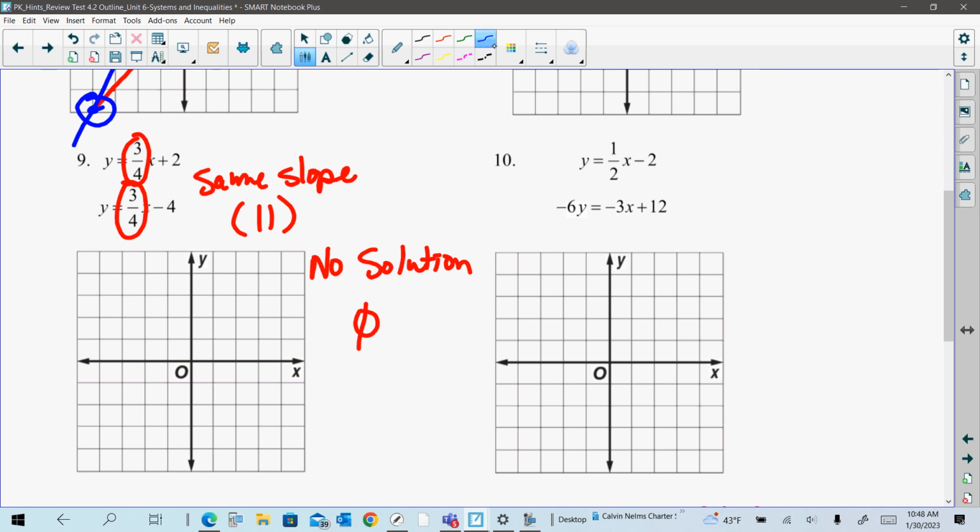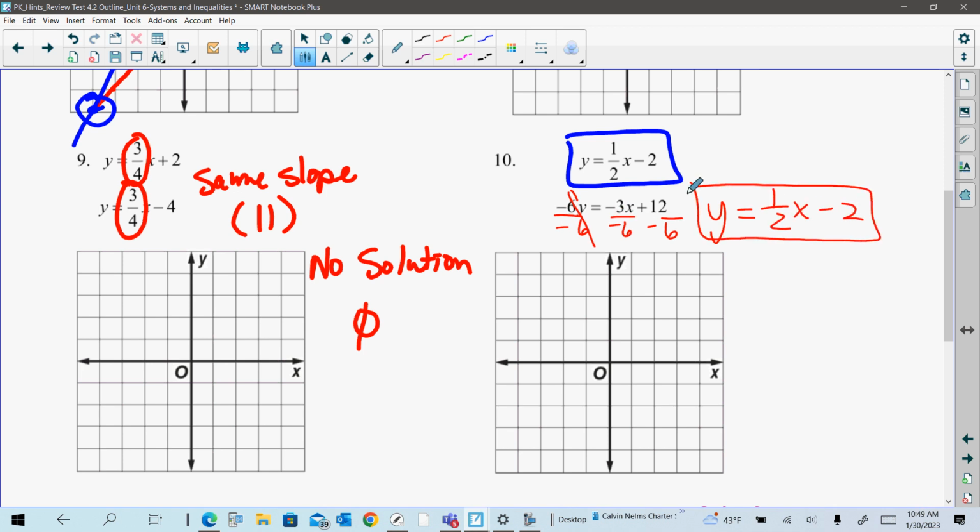If I look at 10, I see the equation for the first one. But for the second, I would have to divide everything by -6. So y would be 1/2 x minus 2. And I don't know if y'all see that that's the same equation. If I have the same equation, then it's going to be infinite solutions because it's going to be the same line.